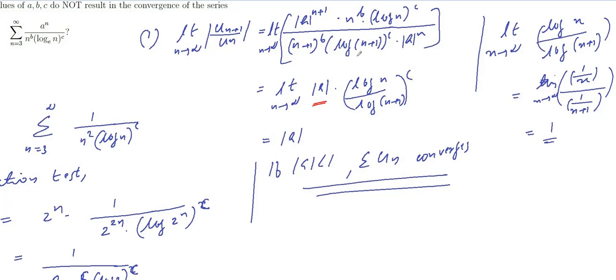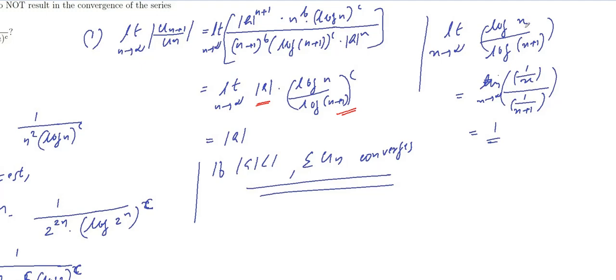Now the only problem is with this one, (log n by log (n plus 1)) all to the power c. How can we find the limit of this one? That's the question. So what we do is we take the corresponding continuous function log x by log (x plus 1). Log x is a continuous function, log (x plus 1) is also a continuous function, and you take the limit as x goes to infinity.